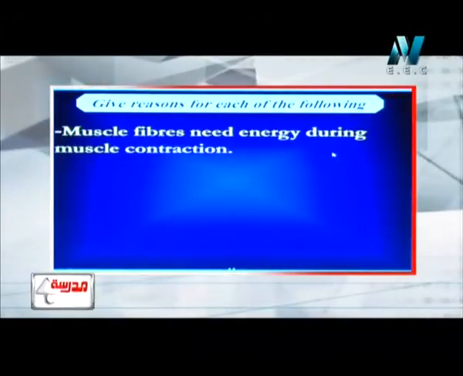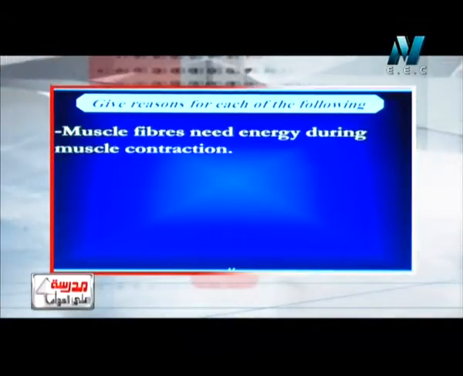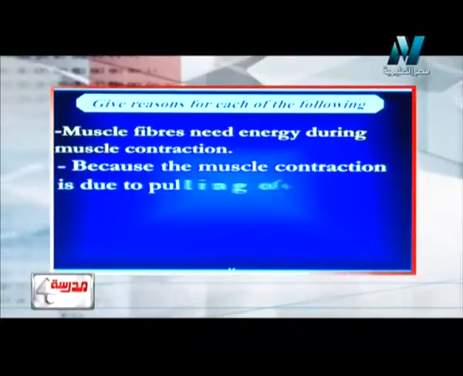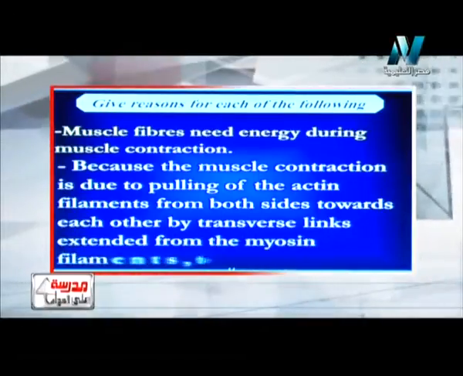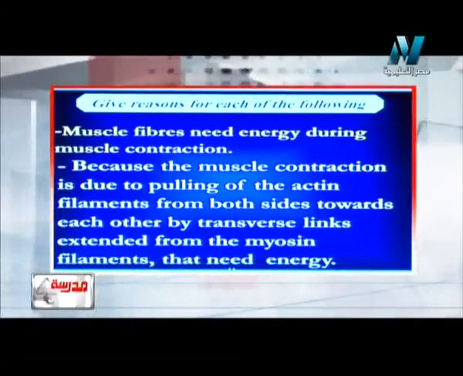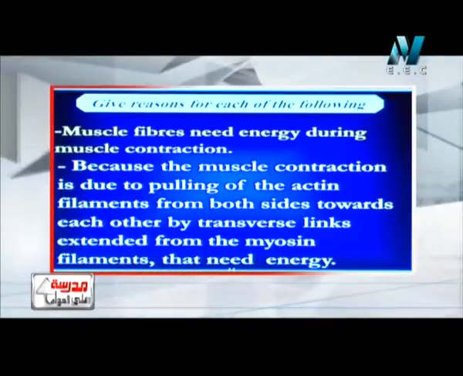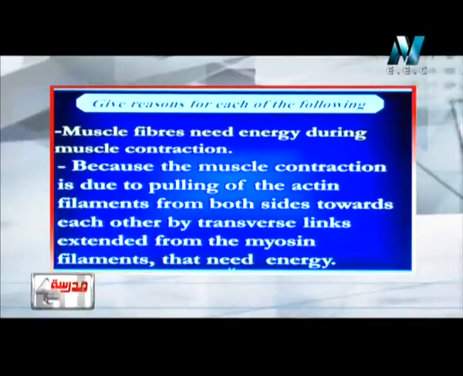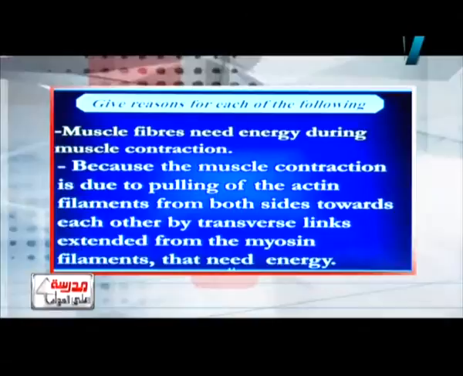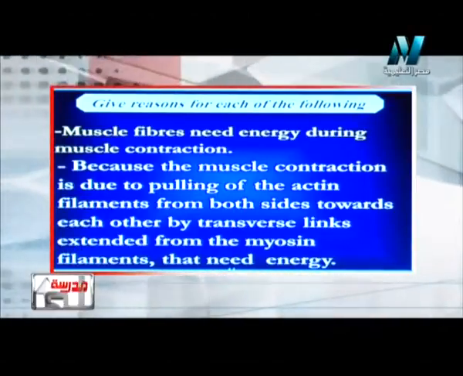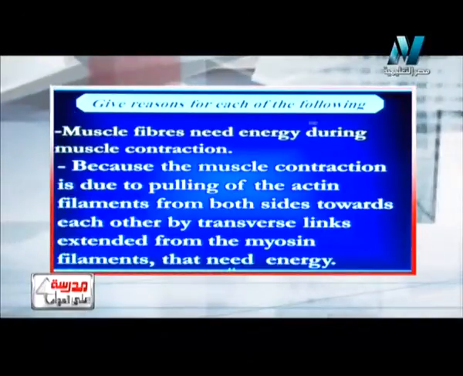Give reasons, the muscle fiber needs energy during the muscle contraction. The muscle fiber needs energy during muscle contraction because the contraction is due to pulling of actin filaments from both sides toward each other by the transverse links that extend from the myosin. And also the transverse links need a sufficient amount of ATP to cause the separation between the transverse links and the actin filaments to allow the muscle to relax.